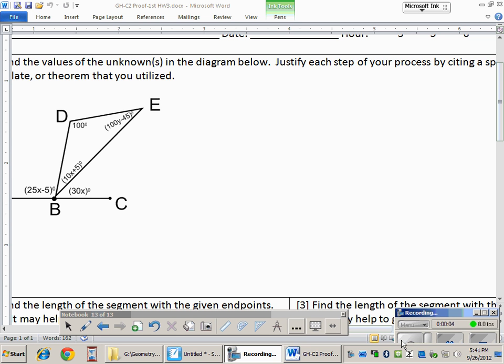So we have homework number 3, question number 1. Again, we're not writing a proof. We are simply trying to figure out what the values of x and y are, so we need to develop a plan.